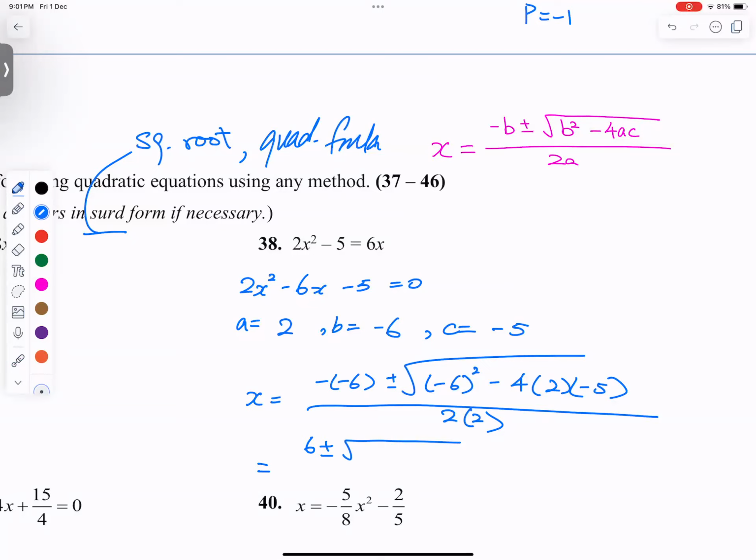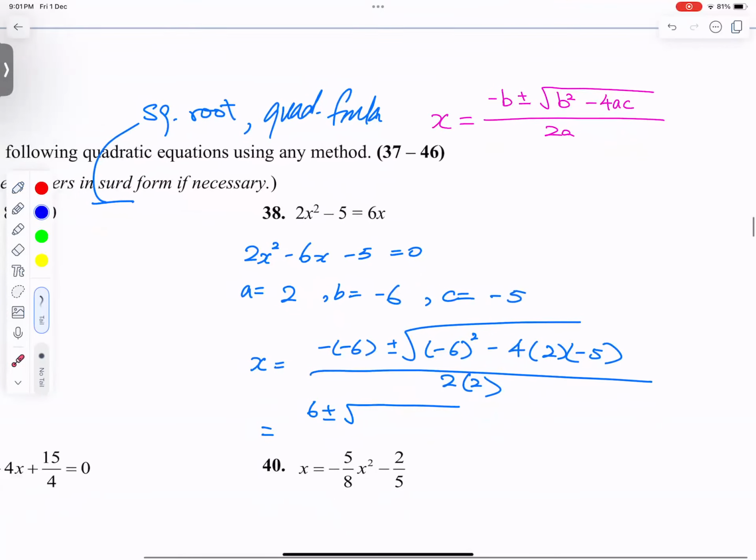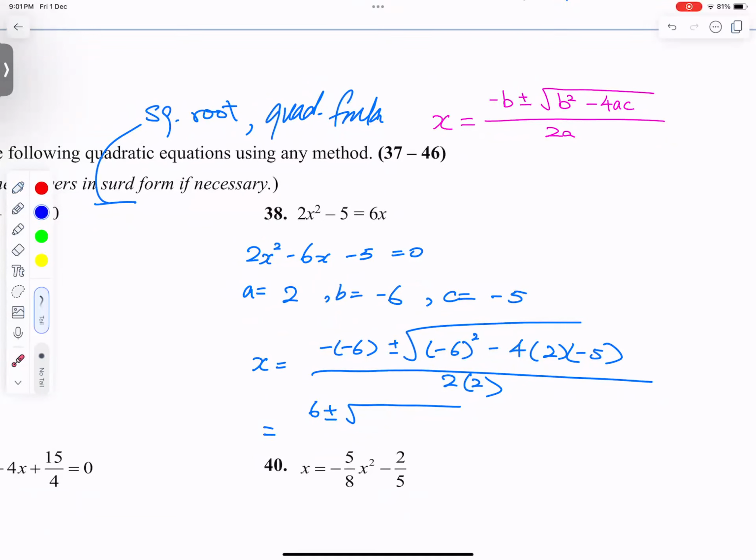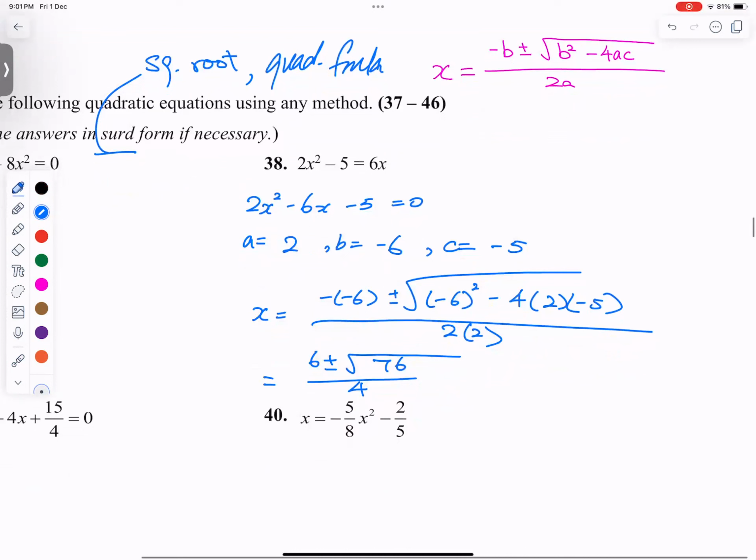Did you put the bracket? Also the bracket for this one. 76. Yeah. And then write it separately. x equals to, no more plus minus, just one.